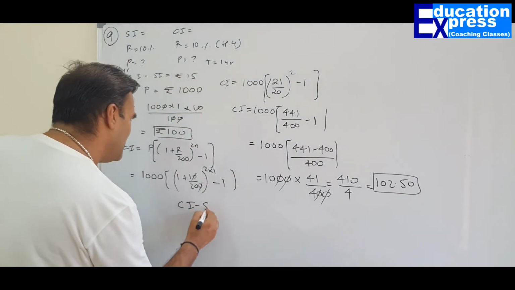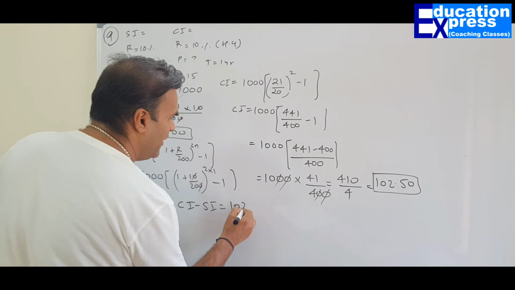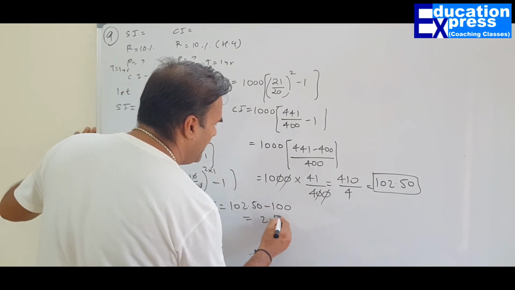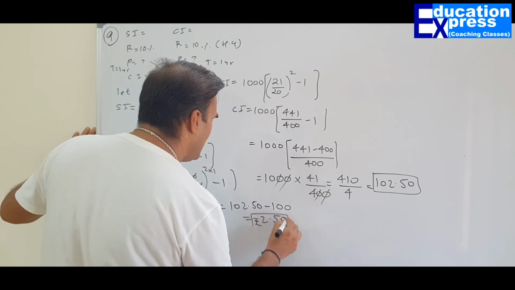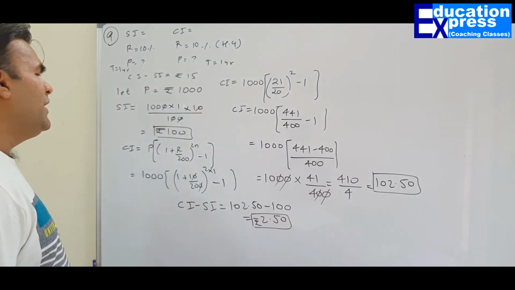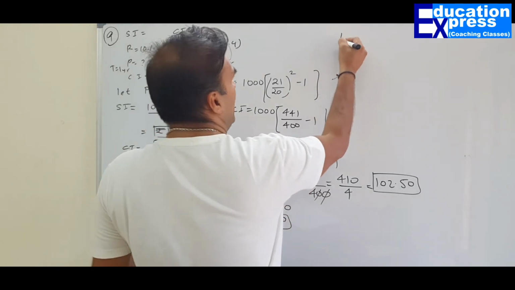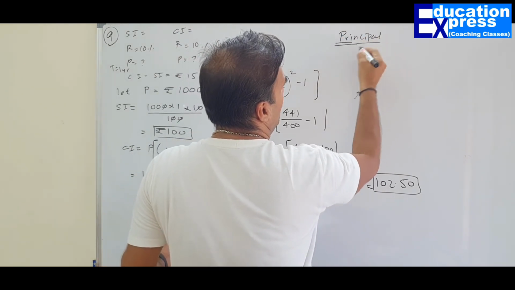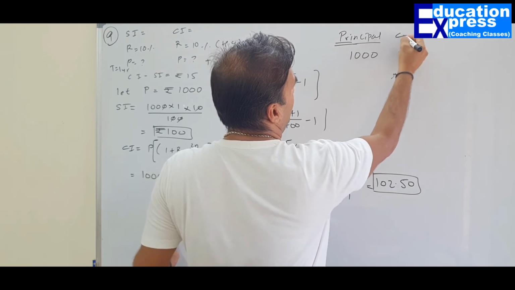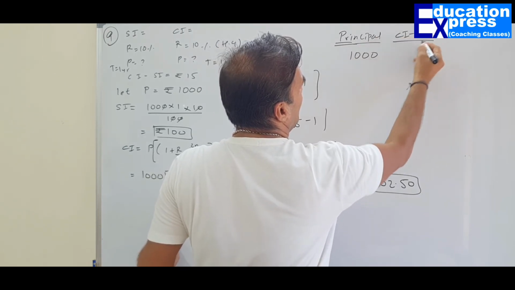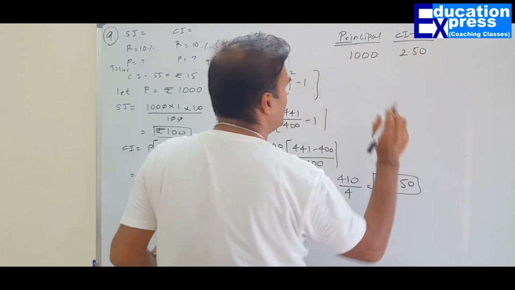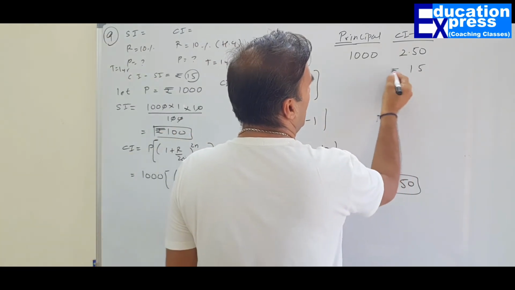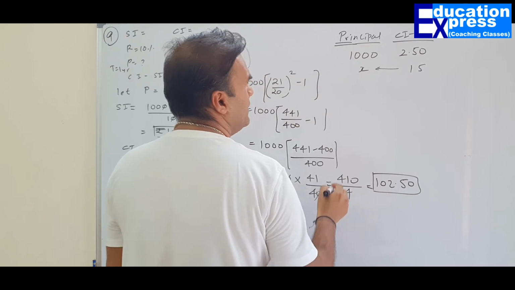So what is the difference between the CI and SI? CI minus SI would be 102 rupee 50 paise minus 100. That would be rupee 2 and paise 50. Now we can use the unitary method. We know that when principal is 1000, the difference CI minus SI is 2 rupee and 50 paise. So when the difference is 15, how much will be the principal?